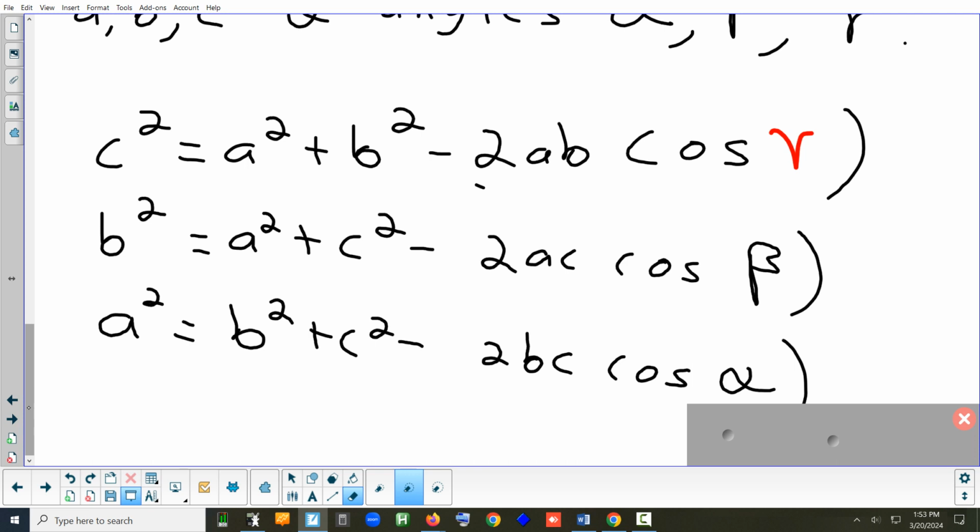Okay, but notice every time I read the law of cosines, I just kept saying the pattern. I didn't actually use the letters. So one side squared, sum of the other two squared, minus twice the other two, cosine of the angle across from what you started with. The A, B, and C is just there for mental purposes, just to kind of keep it straight in your head. But that's the pattern. So any questions on that?